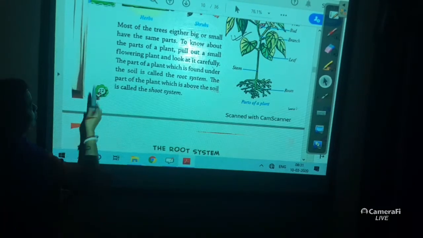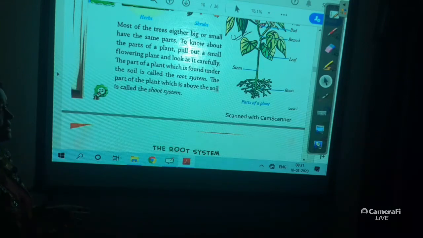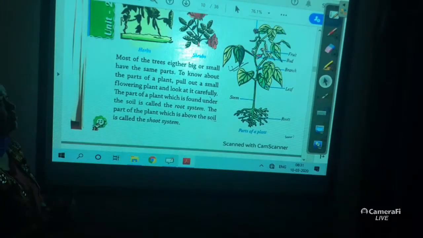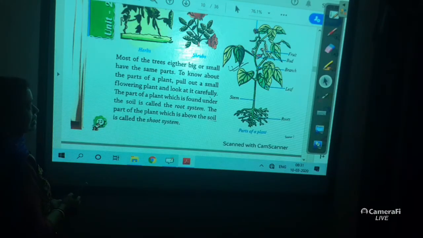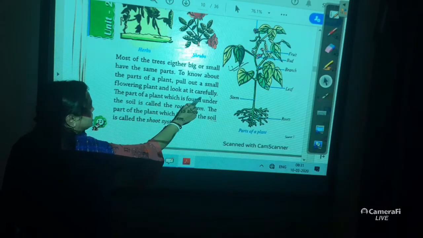Now most of the plants, either big or small, have the same parts. The plant may be big or small, anything, but the parts of the plants are almost the same. To know about the parts of a plant, pull out a small flowering plant and look at it carefully.